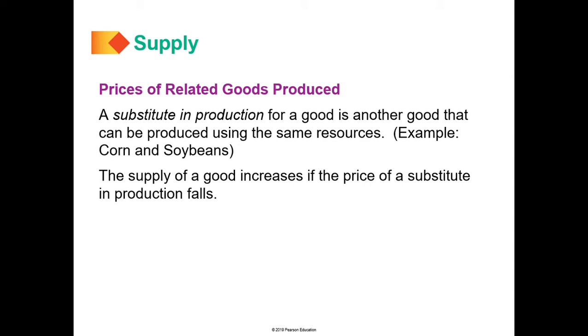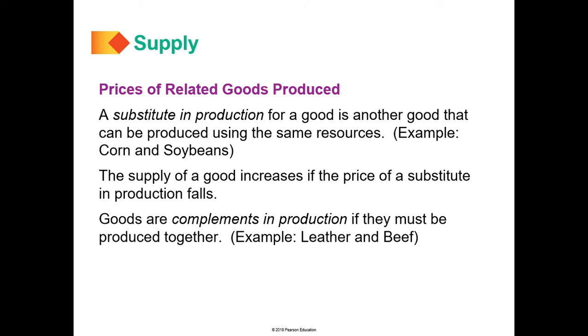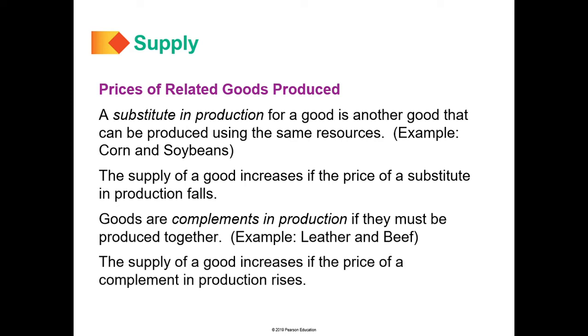If the price of corn goes up, I want to supply more corn. So then I'm not going to use my land to produce the soybeans. Okay. So the other type of good would be a complement in production. So they have to be produced together. So for example, if I raise cattle, I can supply beef. If the price of beef goes up, I'm going to want to supply more of it. And when I produce the beef, I get that sort of side product of the leather, the hide of the cow. So if the price of beef goes up, I want to supply more beef, then I get more leather to go with that. So if the price of a complement in production goes up, then the supply will go up.